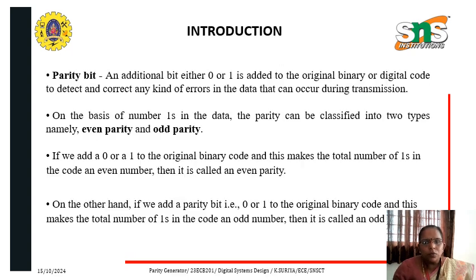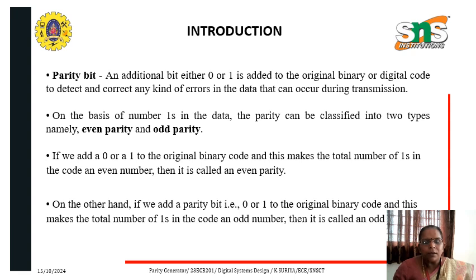So before going into what is parity generator, we need to know what is parity bit. In digital signal processing, an additional bit, either 0 or 1, is added to the original binary or digital code to detect and correct any kind of errors in the data that can occur during transmission. This additional bit is called as a parity bit.